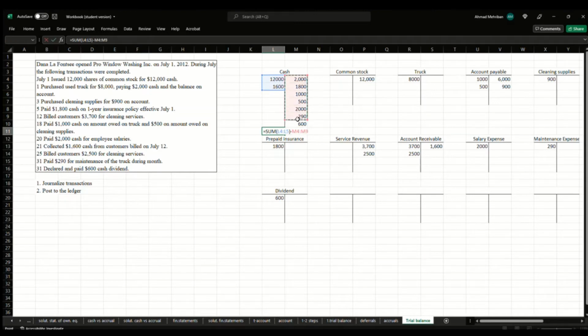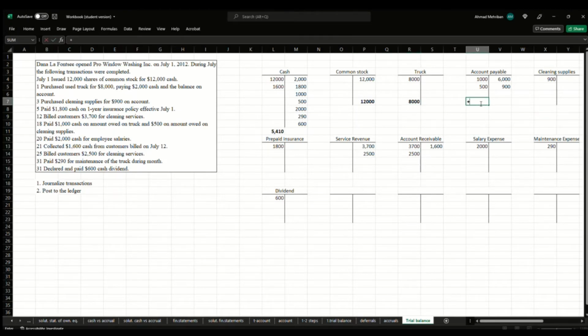Minus the sum of this. Does it work? Yep. Somehow. Yes, very good. So this is the balance of 5,410. Our balance on the common stock is the same because the amount is just 8,000 on the truck side.